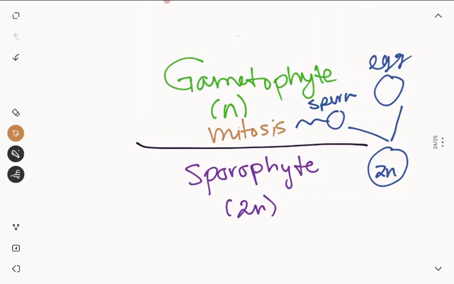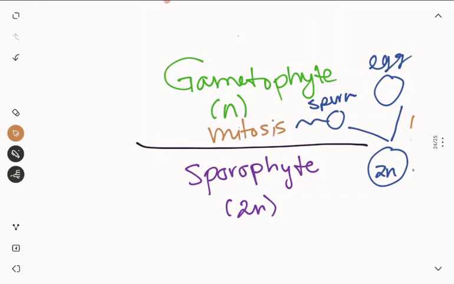This might be different than what you've learned before. Usually when we talk about animals, they produce their sperm and egg through meiosis, but we're not talking about animals here. We're talking about plants. Plants do it their own way. Okay, so sperm and egg fertilize. Yay, new life. Okay, then we get the diploid single-celled zygote.